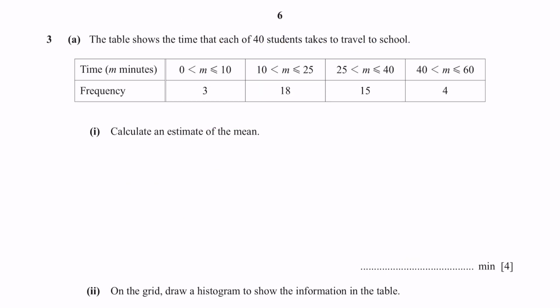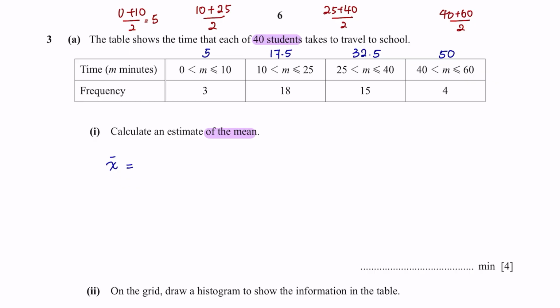Next, question 3, part A. The table shows the time that each of 40 students takes to travel to school. Part 1. Calculate an estimate of the mean. The first thing you need to do is to find the mid value of these ranges. For the first one, it is 0 plus 10 divided by 2, so 5. Next, the same thing, 10 plus 25 divided by 2, 17.5, and repeat the same for the next two ranges.